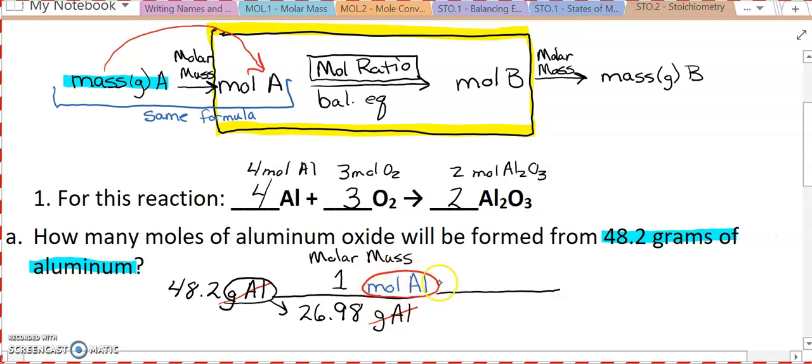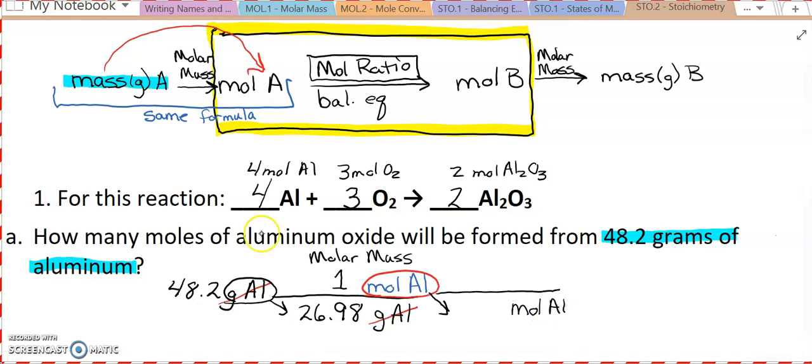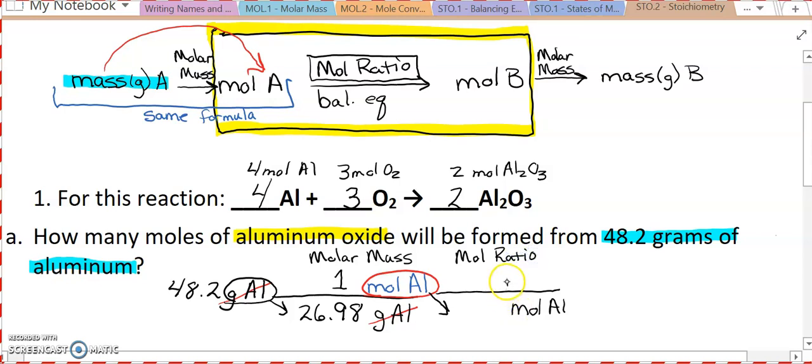So now I have moles of aluminum on top, and I want to put that moles of aluminum on the bottom because I still want to get rid of it. I don't want aluminum. My question is asking me about aluminum oxide. So now I can use my mole ratio. And it is really important that it is a ratio of moles, so it is going to be moles to moles. That's what makes it a mole ratio. This is where I'm going to go from aluminum to aluminum oxide.